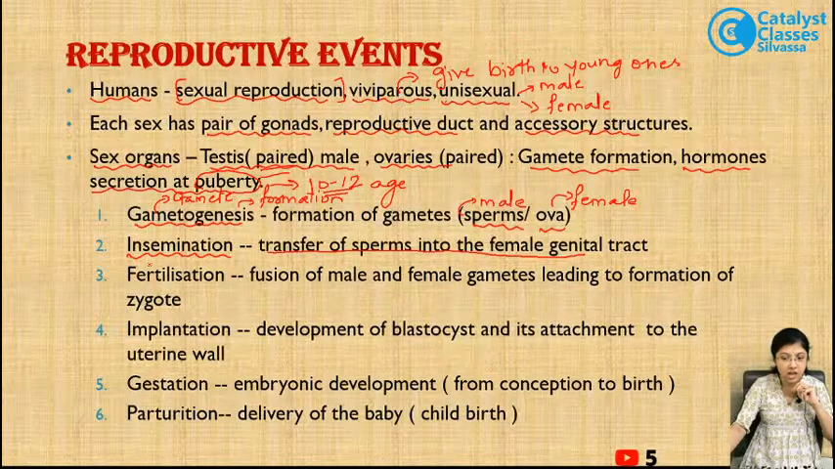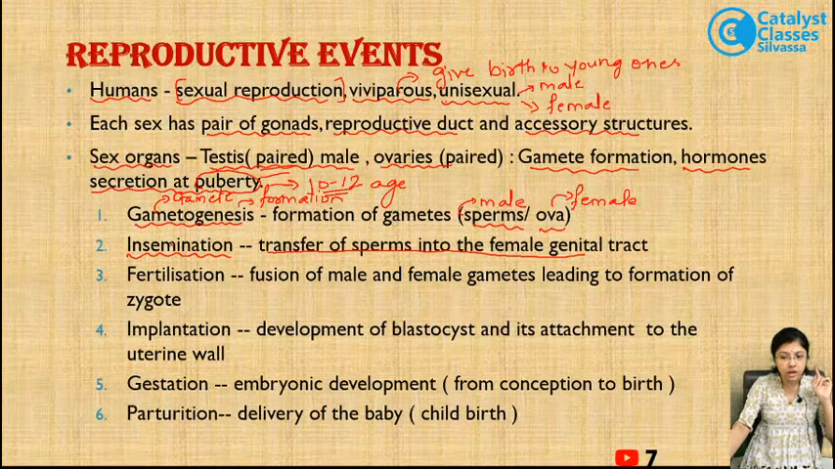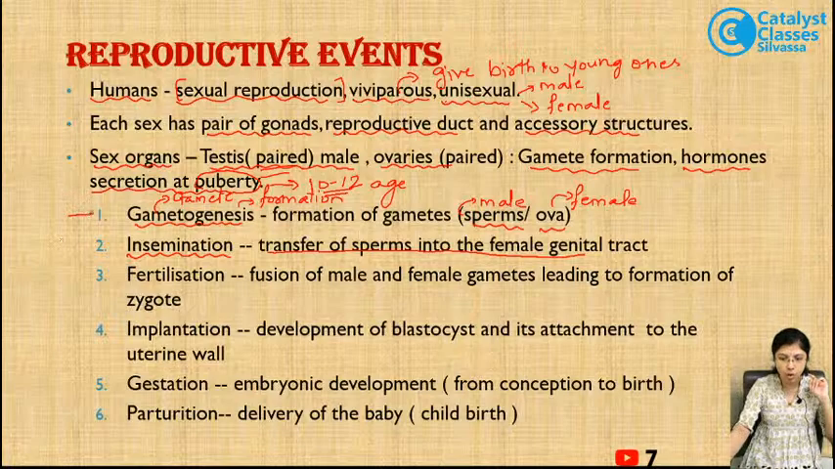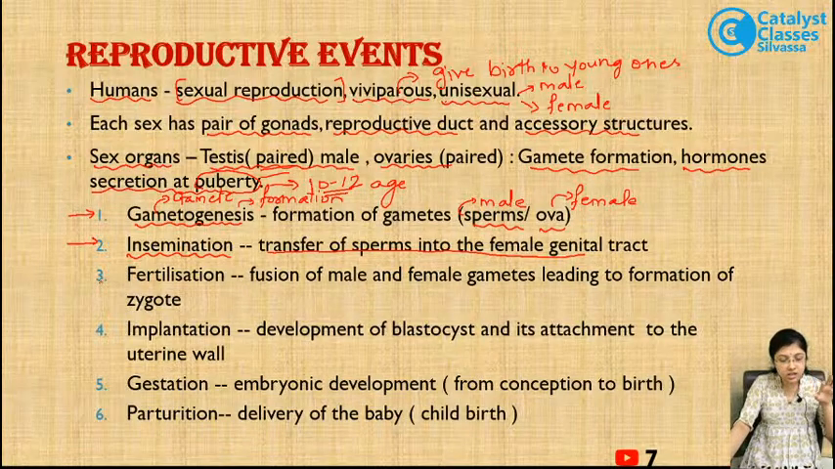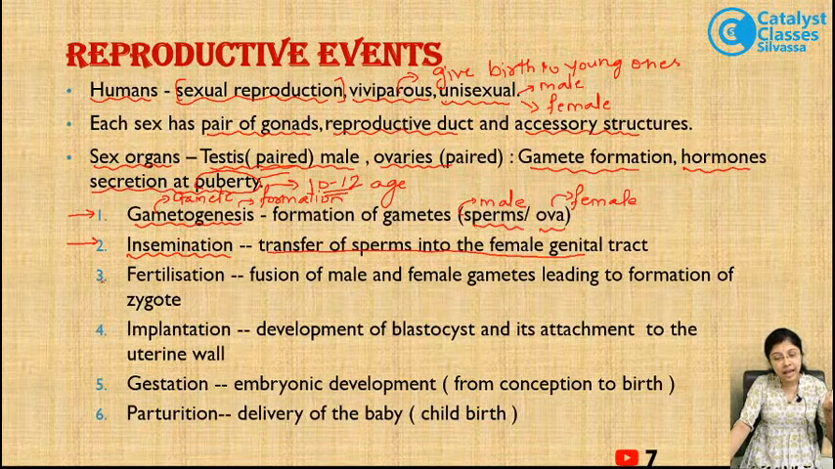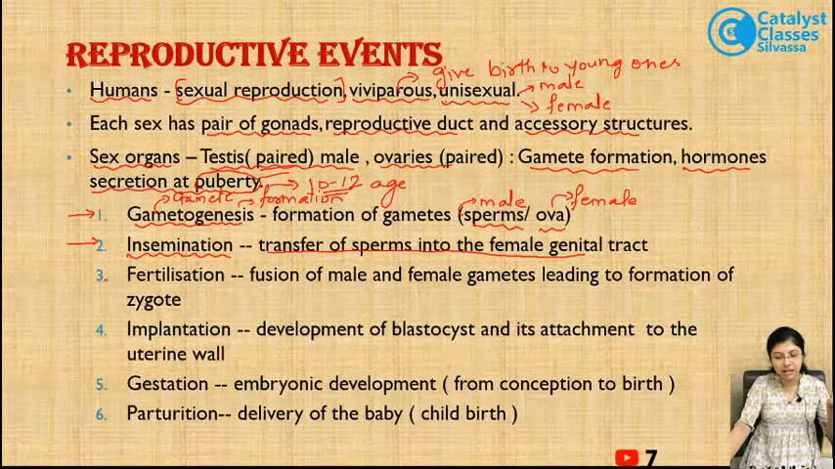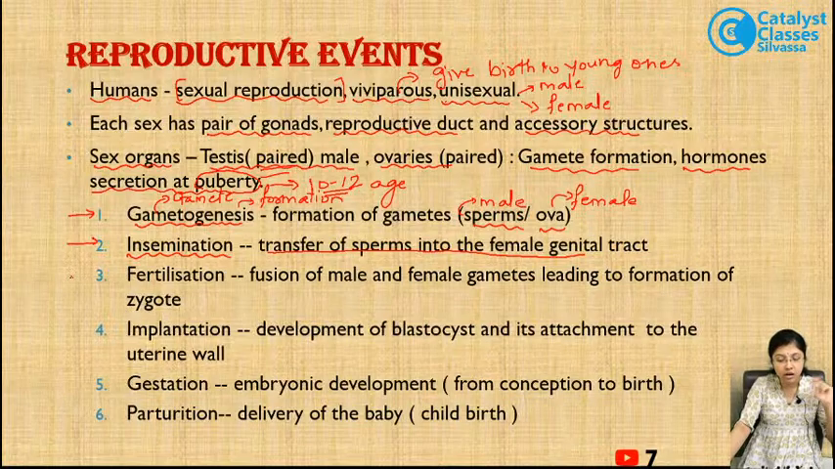You need to always remember all these reproductive events in a proper sequence. ठीक है, पहले fertilization के बाद gametogenesis लिखोगे, then it is wrong. It will be first gametogenesis always. Second always will be insemination. Now, once the male gametes have reached into the female genital tract, what is going to happen there? The process of fertilization is going to take place.